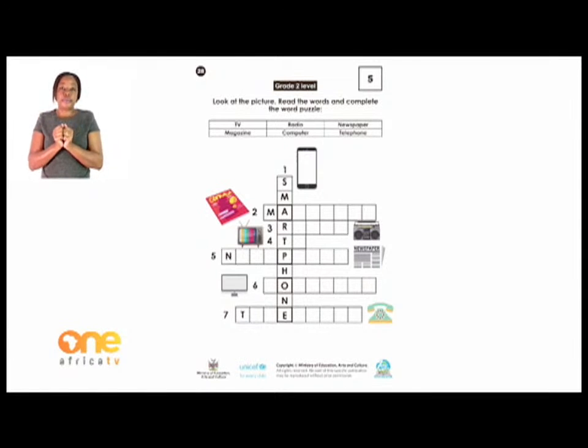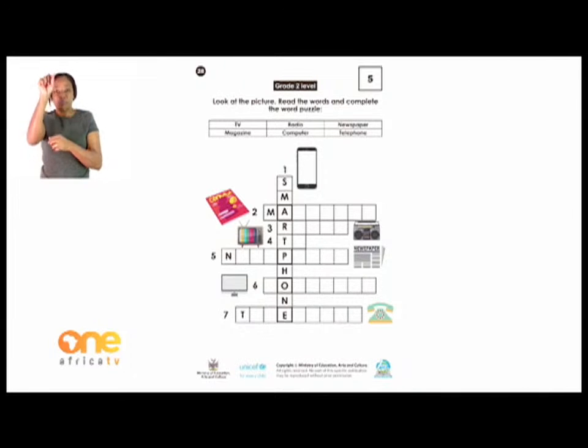Now the rest of the letters, you have to put them in order to finish this word. Which one do you think is the correct word there from the table above? Is it a TV? Is it a radio, newspaper, magazine, computer, or telephone? So finish it up. And number 3 also, it starts with an R. So what is that? And the picture is there at the end. Find it out and finish the letters that are left.